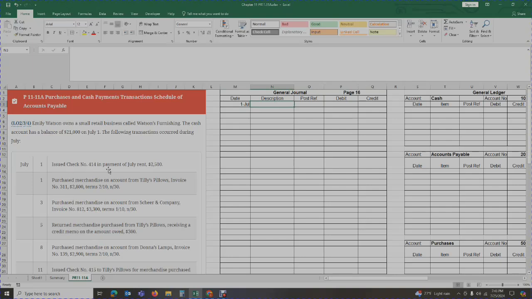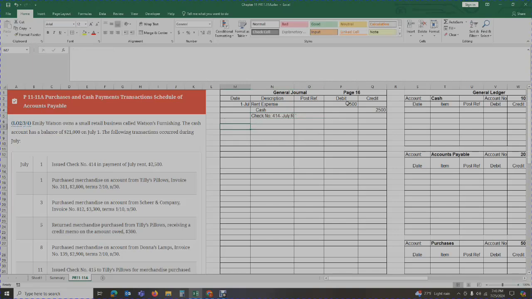We issued check number 414 in payment of July rent, $2,500. So what are we paying? The rent. So I'm going to go ahead and debit my rent expense for $2,500. And how do I pay the rent? I pay the rent with cash. So rent expense gets debited, cash gets credited, $2,500, and my description is going to be check number 414, July rent.